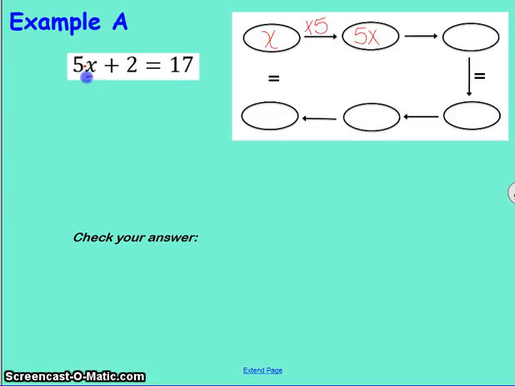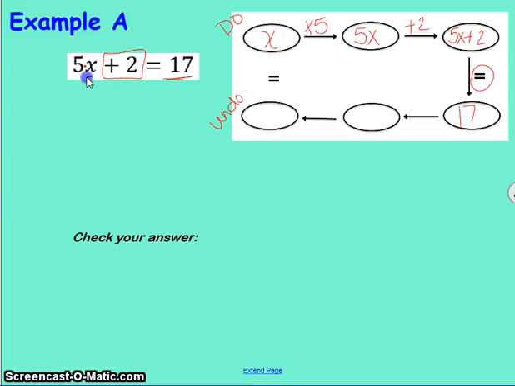My next step would be to add that 2. So I'm going to add 2 here. Well, 5x plus 2 is 5x plus 2. Then you have an equal sign here, and that equal sign, it equals 17. So now what I have to do is I have to do my undo steps. So those are my do steps, and these are going to be my undo steps.